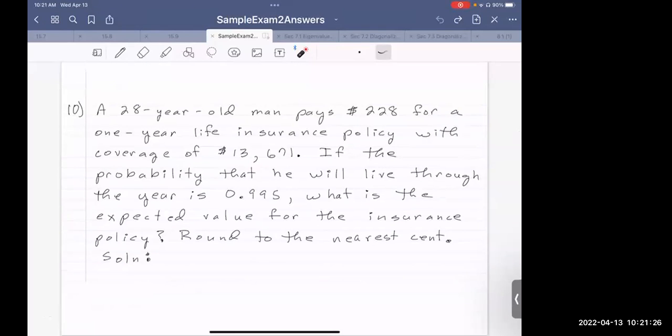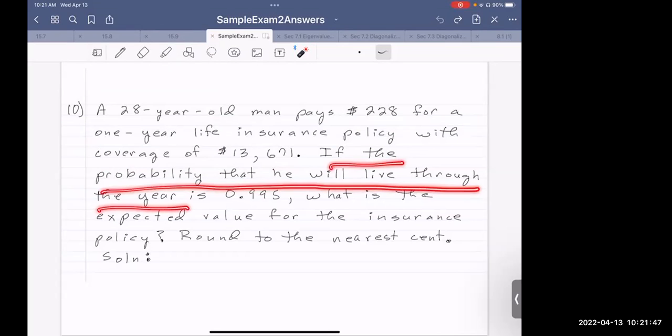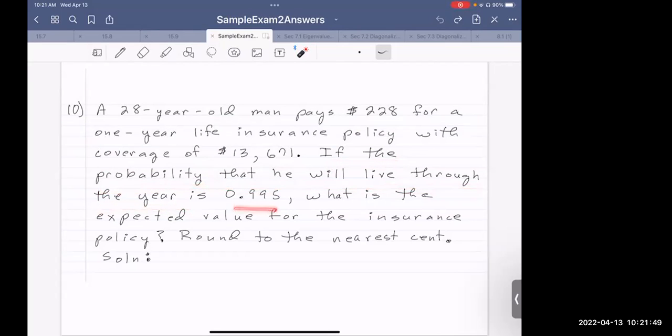Let me do problem number 10. A 28-year-old man pays $228 for a 1-year life insurance policy with coverage of $13,671. If the probability that he will live through the year is 0.995, what is the expected value for the insurance policy? Round to the nearest cent.